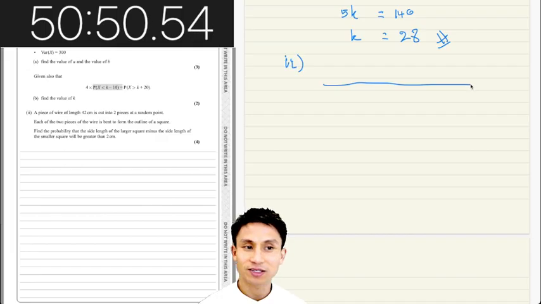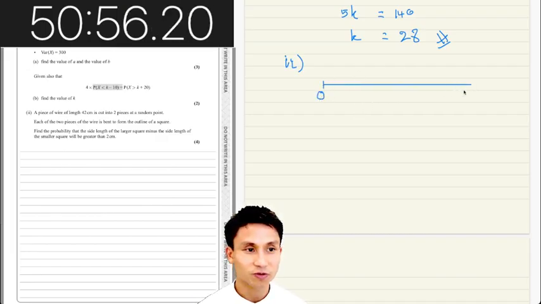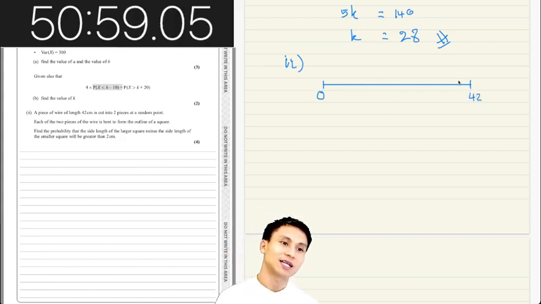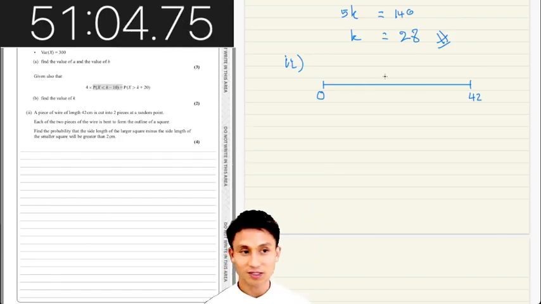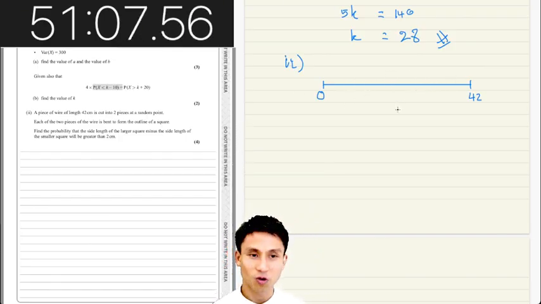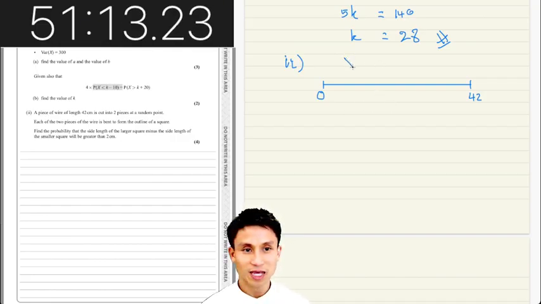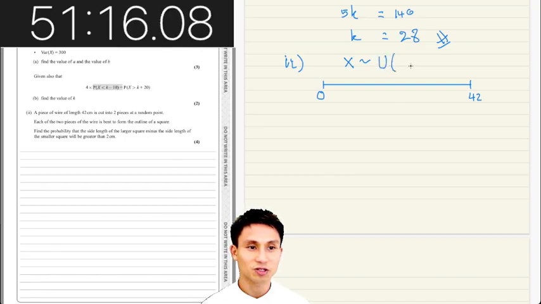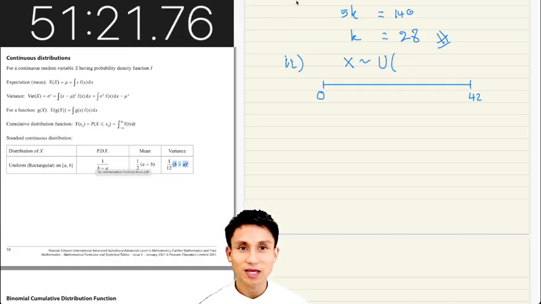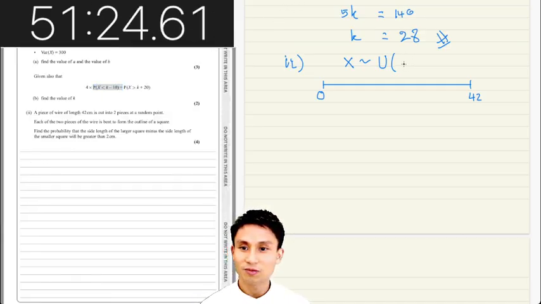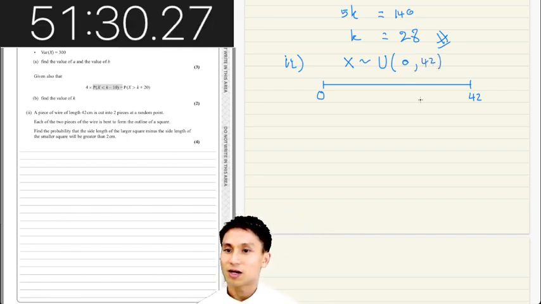So if this is a wire of length 42, starting from 0 here and 42 here, you can cut in any place, and we can use again the uniform distribution because any point has an equal probability of being cut, right? So we're going to model x as a uniform distribution from a to b, so we write 0 and 42, yeah?